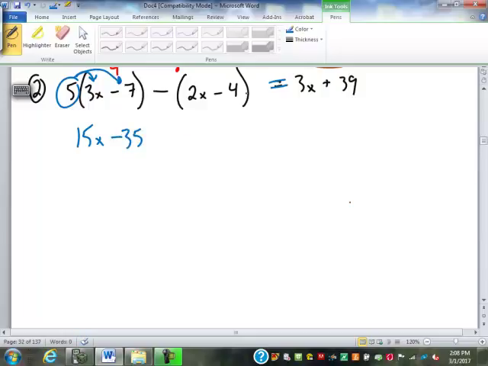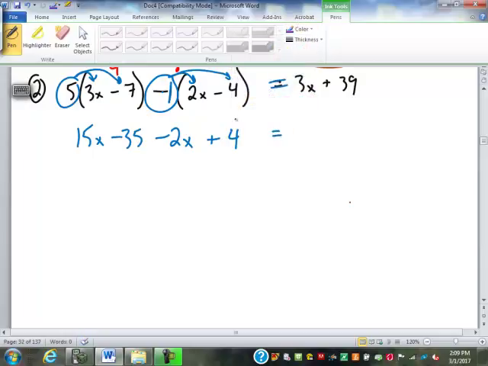Now this second set of parentheses is where I would catch most people messing up, because there's nothing to do inside that parentheses, and it looks like there's nothing being done to them, but we've got the minus up here. So we treat that as a negative 1, and we distribute it, multiply that through the parentheses. So negative 1 times 2x is negative 2x. And negative 1 times negative 4 is a positive 4.